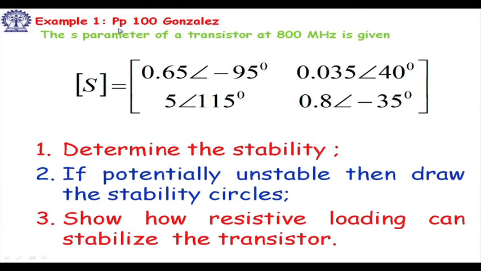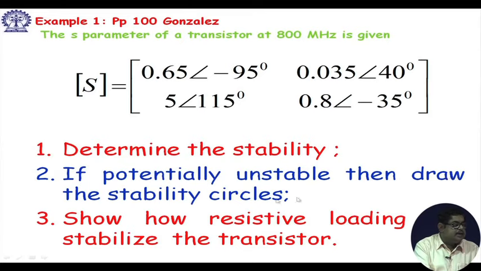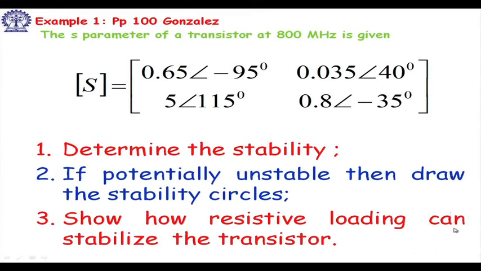On page 100 of my edition, this problem is given: suppose the S parameters of a transistor at 800 megahertz are given like this. These are the values given. First determine the stability, then if potentially unstable, draw the stability circles and then show how resistive loading can stabilize the transistor. This is a new thing, we will discuss that with the example.